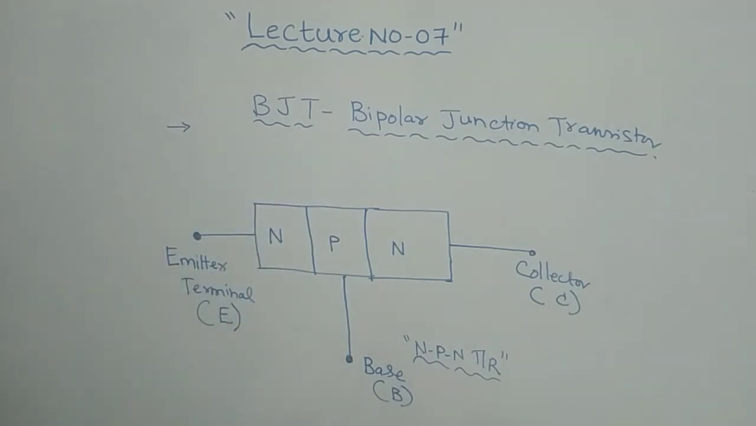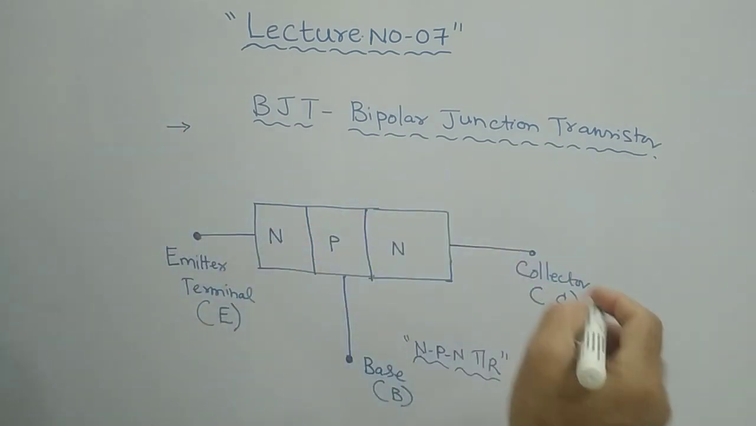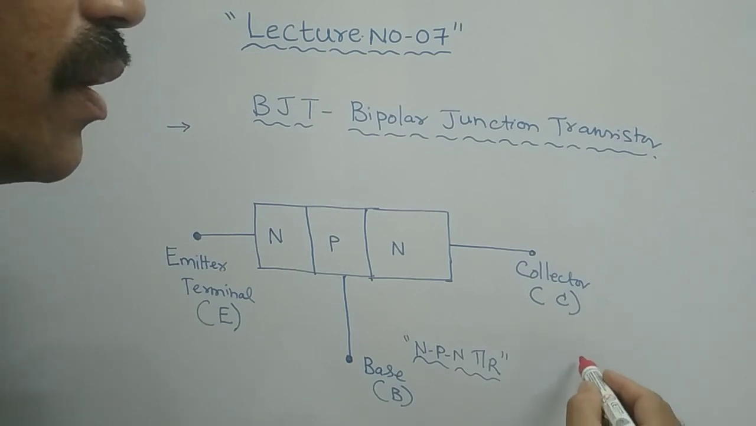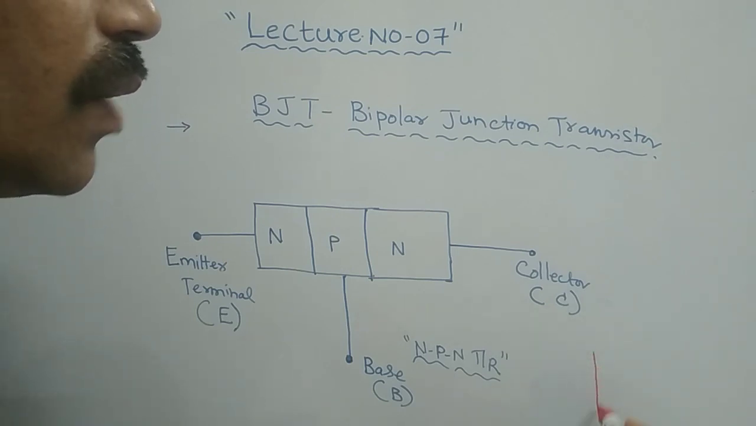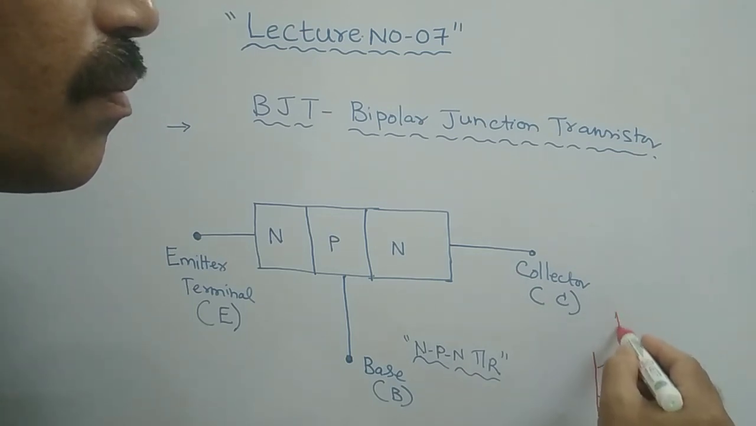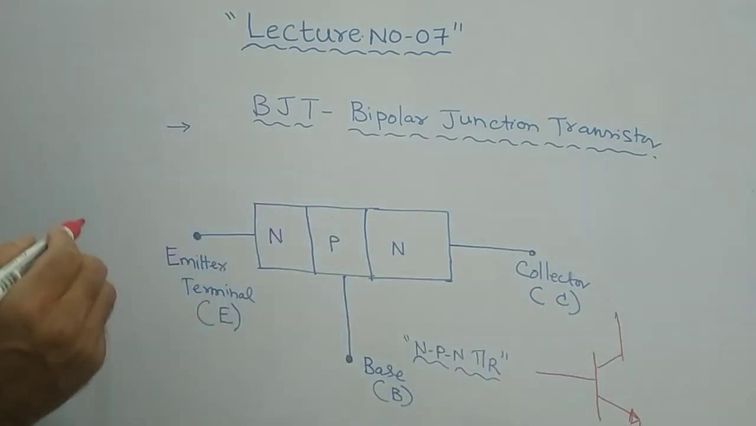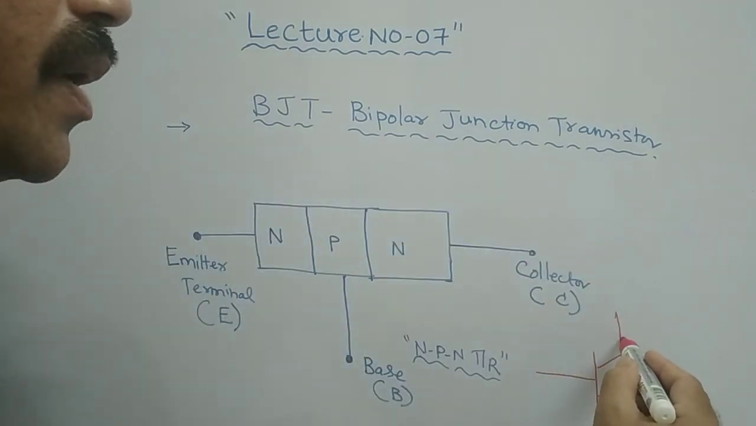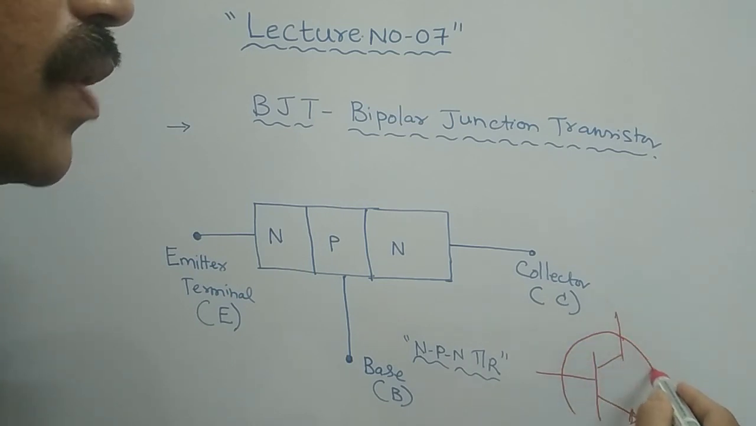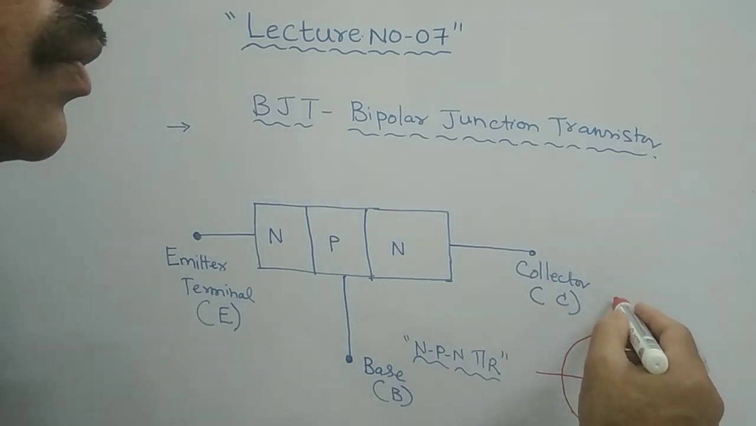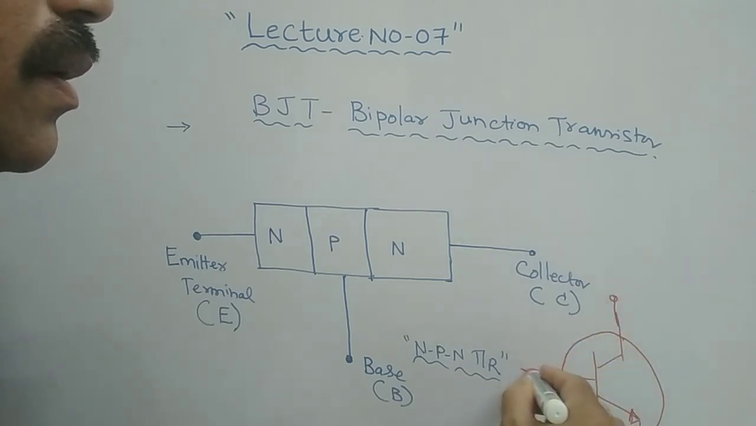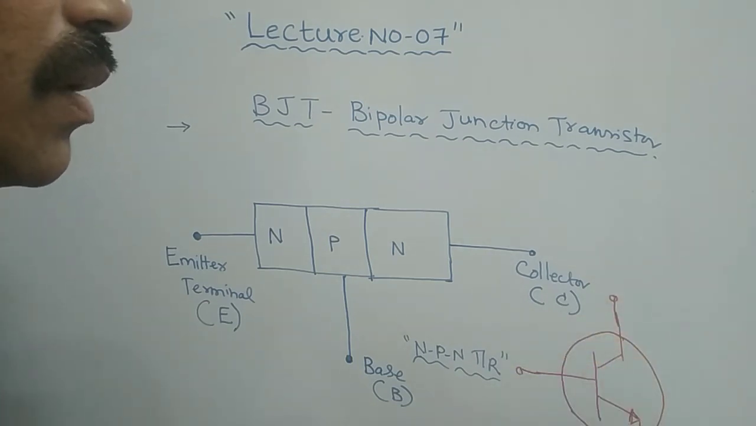Whereas if you see the electrical equivalent of this NPN transistor, it looks like this, right? You can draw it like this. The electrical equivalent is nothing but something like this. This is the electrical equivalent representation of an NPN transistor, and it will be denoted like this. So this is one terminal, this is another terminal, and this is the third terminal.